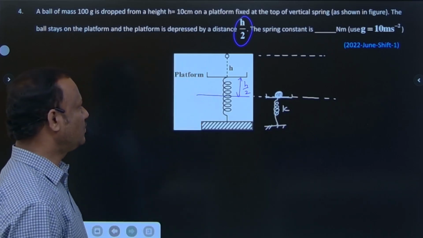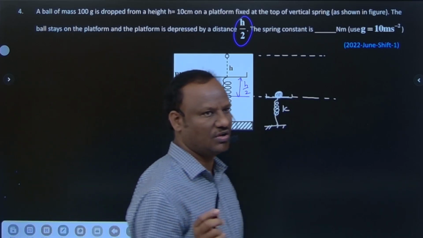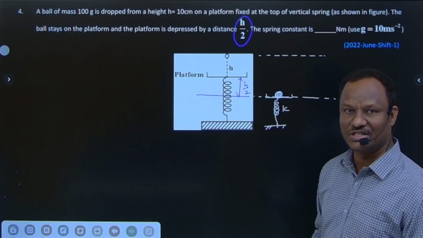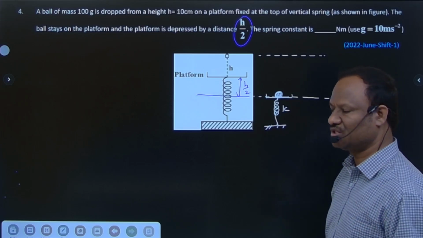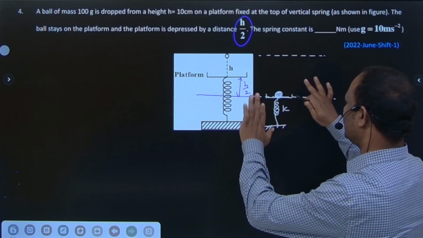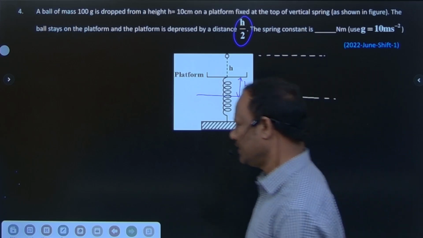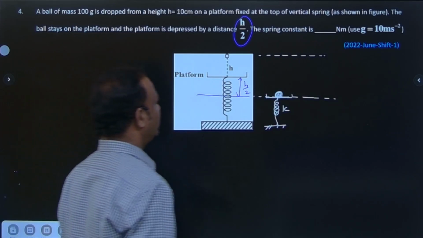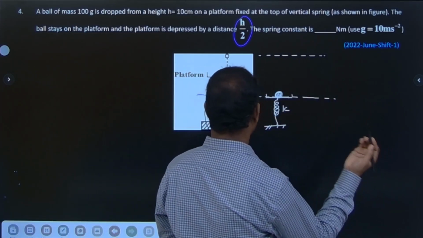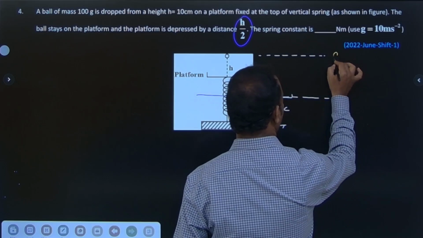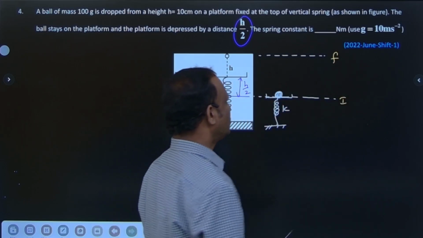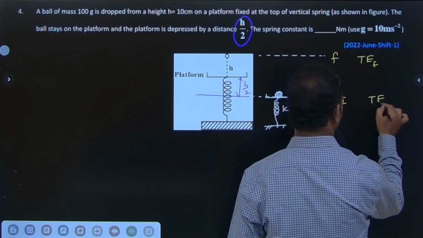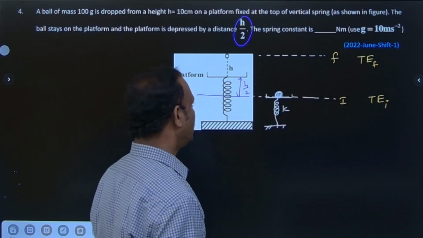Now we need to use the law of conservation of mechanical energy. Sometimes I use the law of conservation of energy statement. The law of conservation of energy means all the energies, but I am considering only the mechanical energy. So the law of conservation of mechanical energy: for this, this is the initial frame and this is the final frame. So total energy final equals total energy initial.